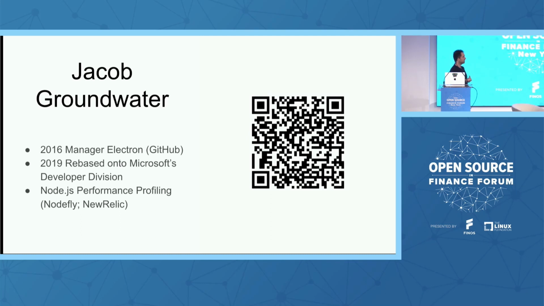My name's Jacob Groundwater. I'm the engineering lead for part of the whole Electron community. I manage the Electron team under Microsoft. We were formerly at GitHub, and we literally got rebased into the developer division at Microsoft at one point. I've worked in the Node.js space a long time. I like putting JavaScript everywhere. I've worked on all sorts of projects. I used to do performance tooling in Node.js, and when the opportunity came to transition to Electron, I jumped on it.